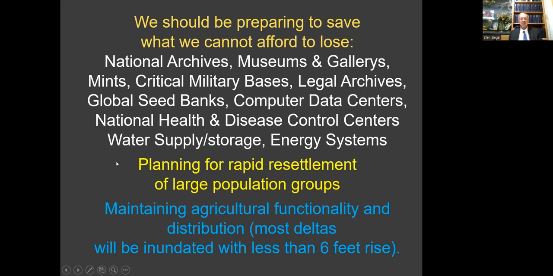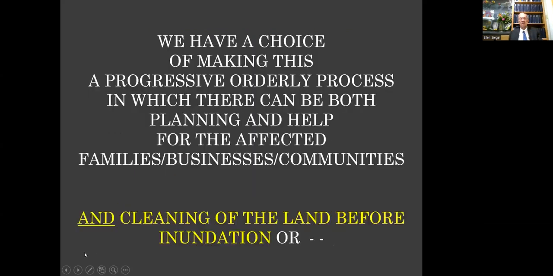We should be planning for the rapid resettlement of large population groups from rising seas inundating coastal areas and other climate change effects. And probably most important, we should be worried about maintaining agriculture functionality and distribution as sea level rises. Most of our deltas are huge resources for agriculture, and they'll be inundated and saltwater intruded with less than 6 feet of rise. So we have a choice of making this a progressive, orderly process in which there can be both planning and help for the affected families, businesses, and communities as they no longer can function where they are, and cleaning the land before inundation.